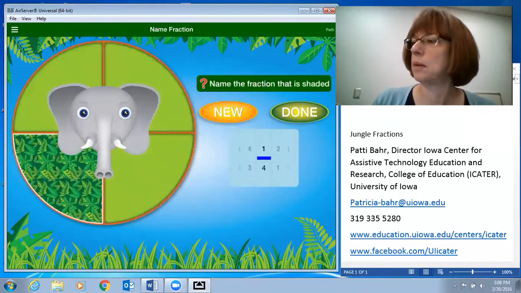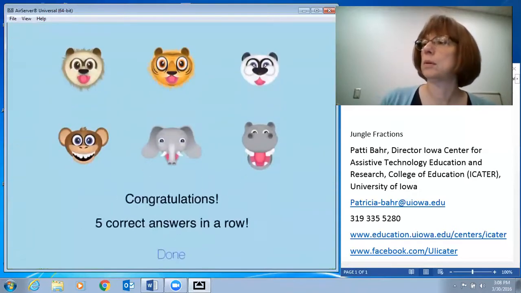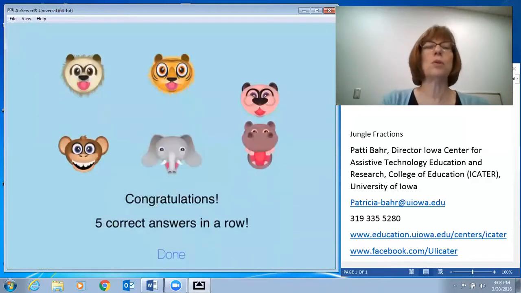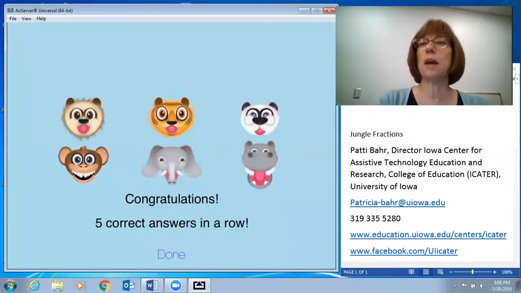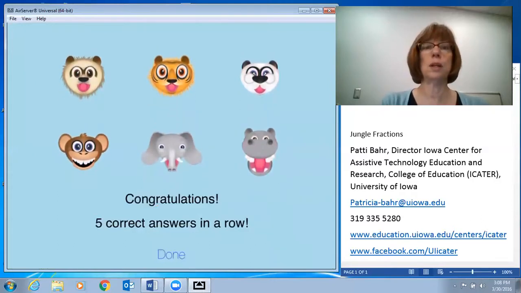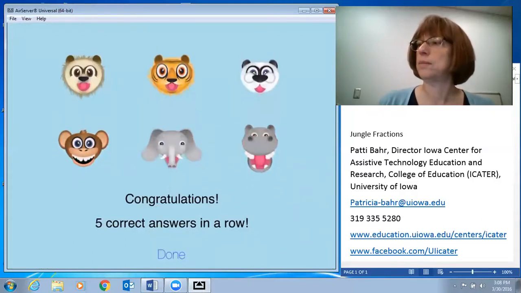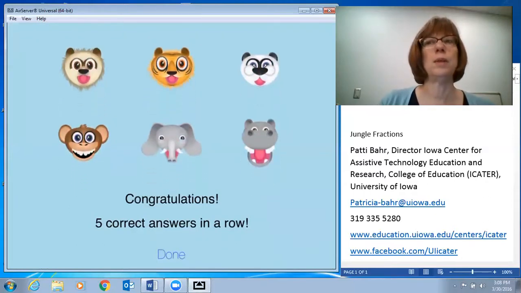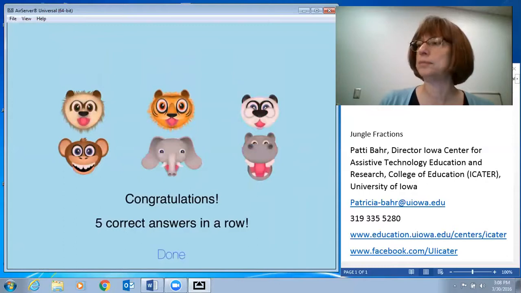Name the fraction that is shaded. 1/4. So I did 5 correct in a row. So this is the feedback that I get after 5 in a row. It just keeps going until I'm done watching that.